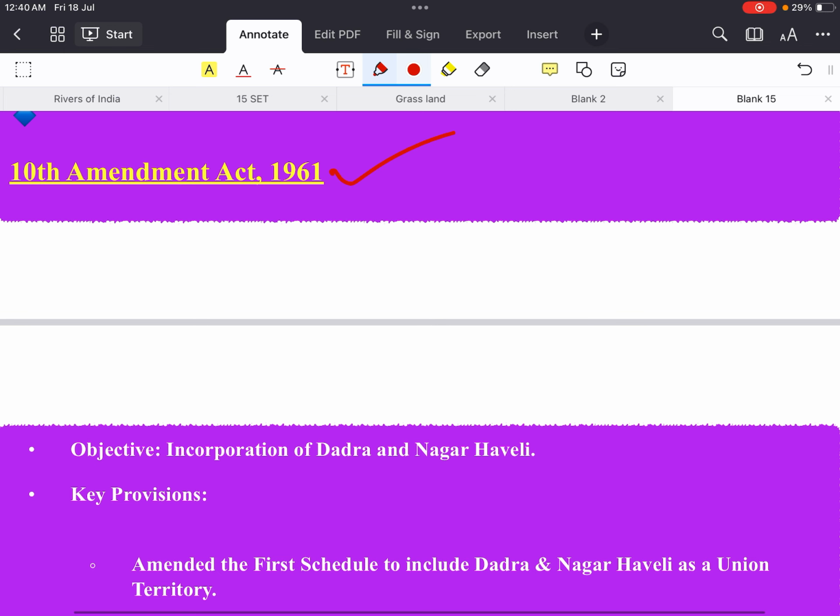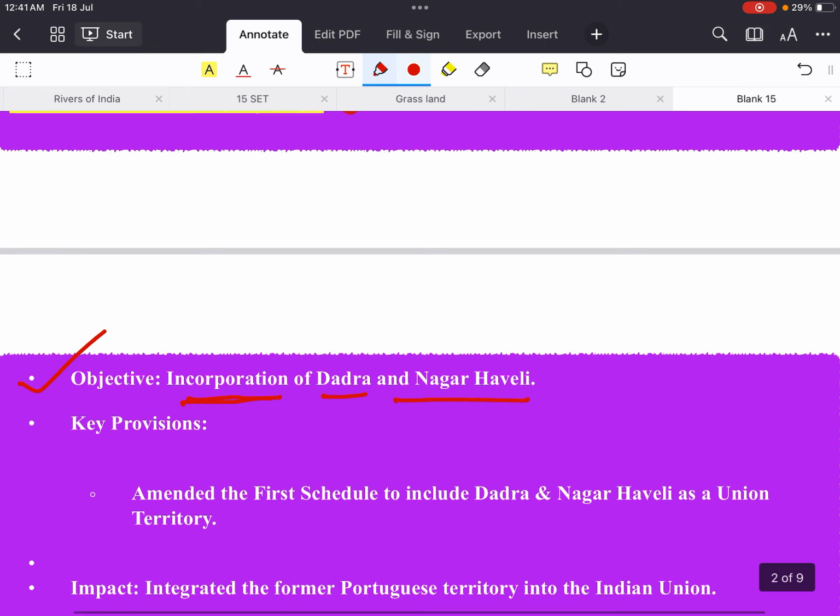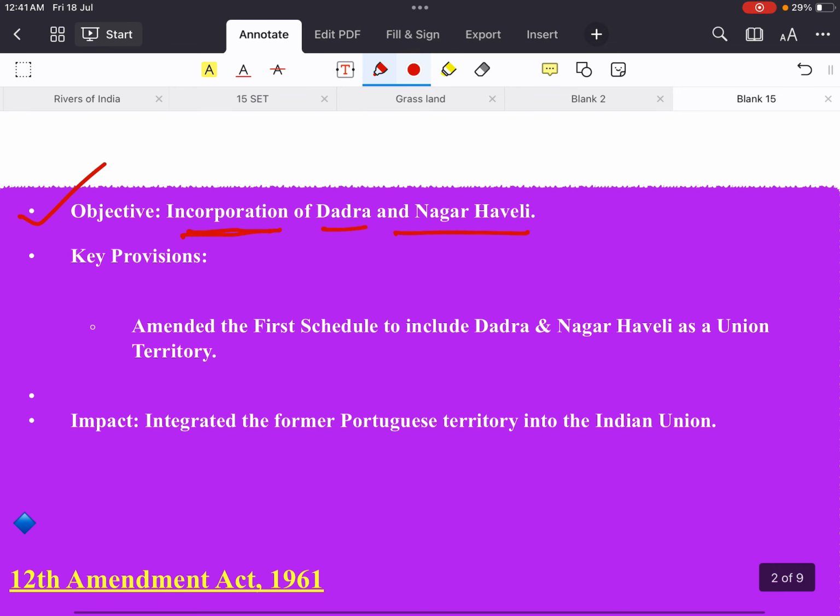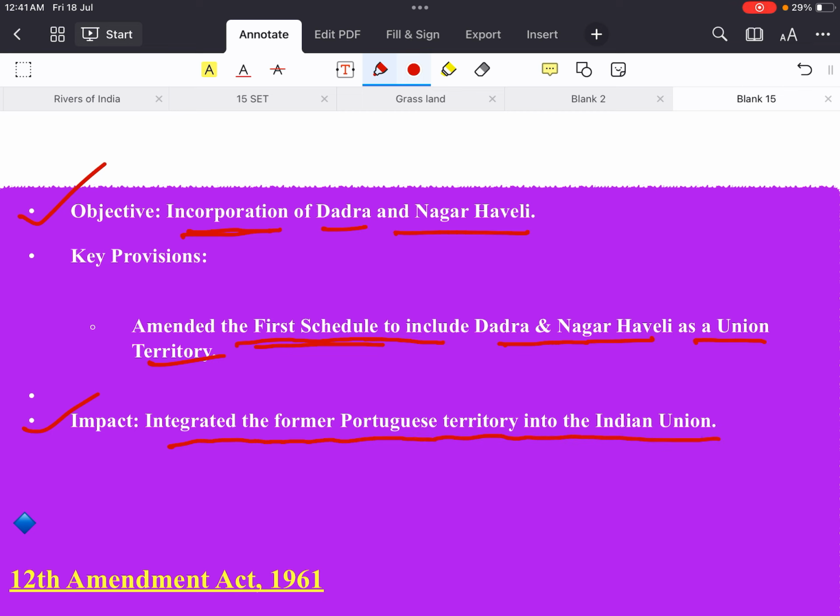What is the objective of this 10th Constitutional Amendment Act? Its objective is incorporation of Dadra and Nagar Haveli. Key provision: amended the First Schedule to include Dadra and Nagar Haveli as a union territory. Then what was the impact? Integrated the former Portuguese territory into the Indian Union.